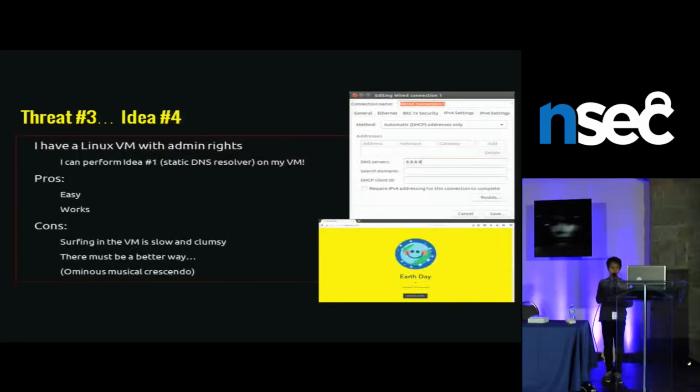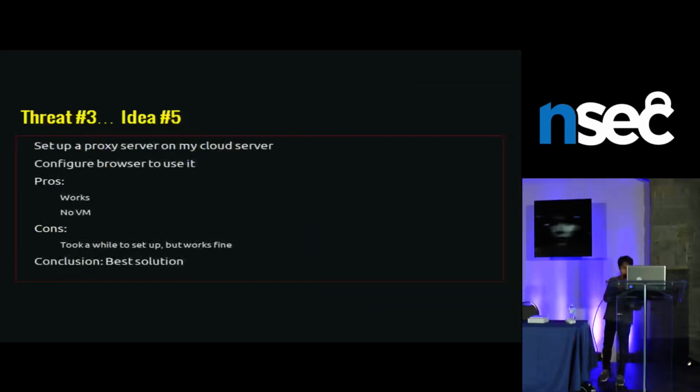So my fourth idea, I realized that I do have a Linux VM with admin rights, so I can perform idea 1, the static DNS resolver, on my VM. So this is easy and it works, but I figured out on my old laptop, surfing the VM is slow and clumsy, so there must be a better way. So my fifth and final idea was to set up a proxy server on my cloud server and configure my browser to use it. This should work, and there's no VM, and it might take a while to set up, but it should work fine. So it looks like this will be the best solution.